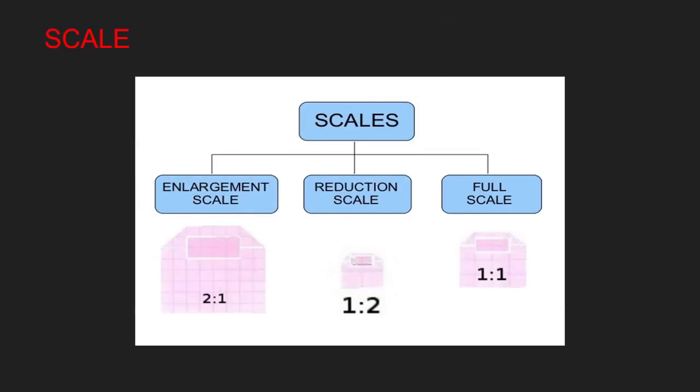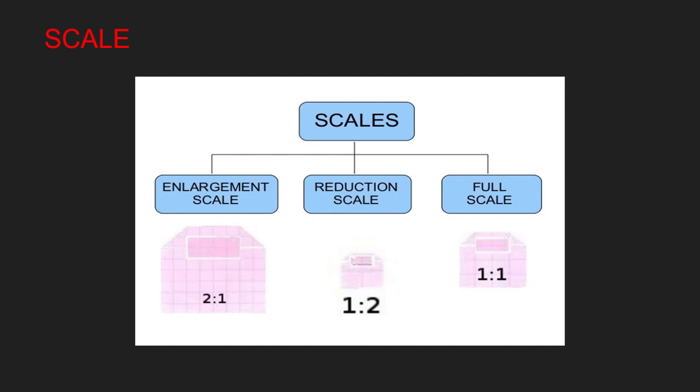The second aspect is scale. We have three types: enlarged scale, reduced scale, and full scale. Enlarged scale is used when we need to draw any fixtures, arrangements, fabrication screws or connections like that. In that case we have to zoom in a bit, so we consider a scale of 1 to 2. We can enlarge the thing, see it in detail, and have a detailed view.